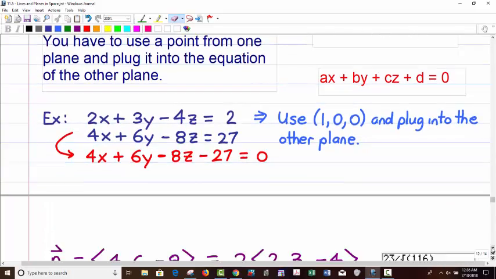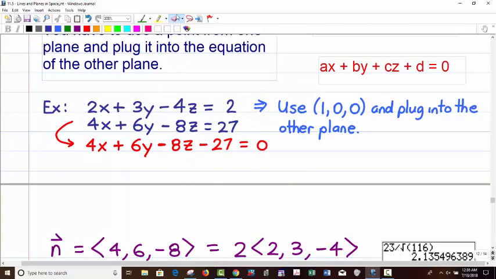So what I did here was I took the top equation and chose to use that one as the one I was going to find the point off of. And that means the other one is going to be the one that's treated as the plane. So put in 0 and 0 here, you get 2x equals 2. So that makes it easy. 1, 0, 0 is the point that I'm using from the top plane.